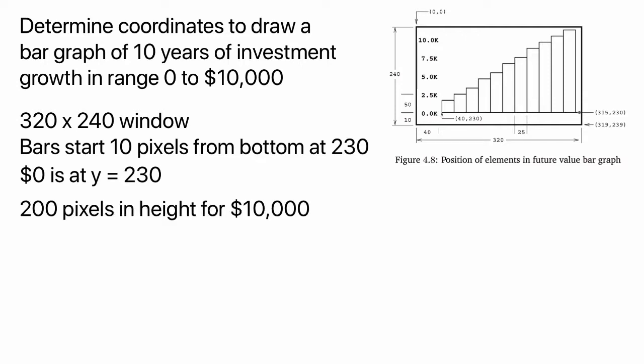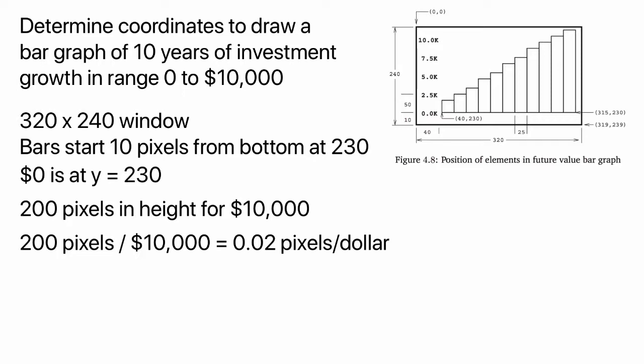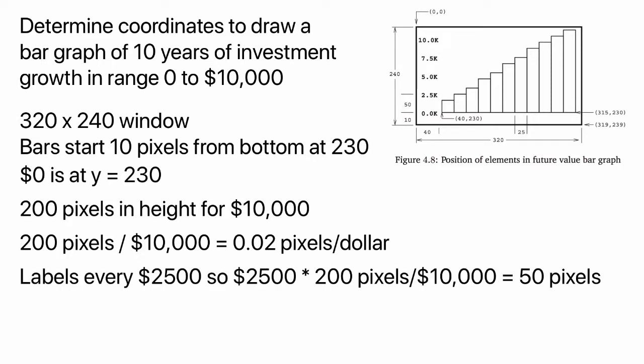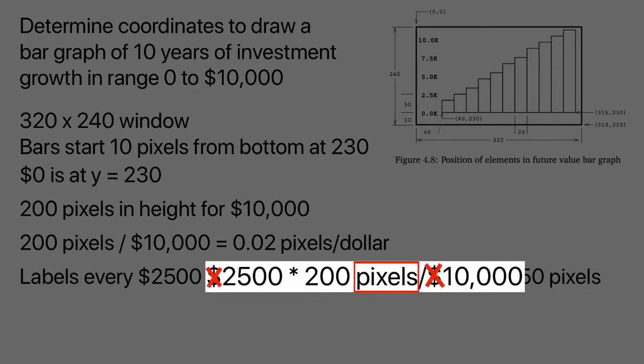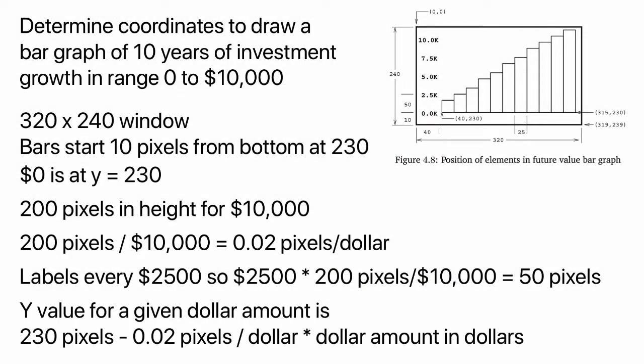We'll leave a border of 30 at the top, so we have 200 pixels in height to represent $10,000. We can then calculate that there are 0.02 pixels per dollar. We want labels every $2,500, so similar to the way we calculated unit conversions, we can determine that each label will be 50 pixels above the previous label. Since $0 is at y equals 230, the y value for a given dollar amount is 230 minus 0.02 times the dollar amount. Note the dollar units cancel, leaving us a result in pixels, which is what we want.